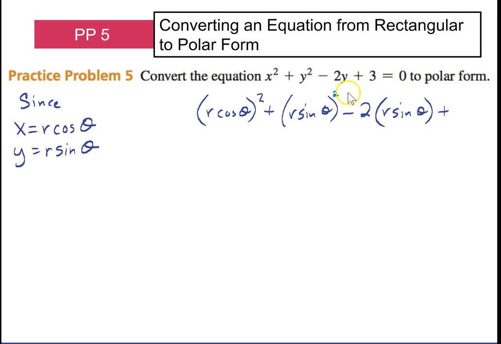All right, let's see what we got here. The y value got replaced with r sine theta. That's cool. Then plus 3, and that's going to equal 0. So we're good there. So now how do we square this stuff?